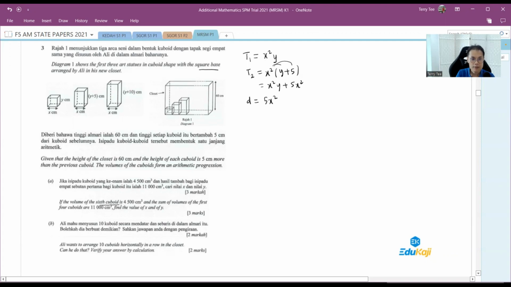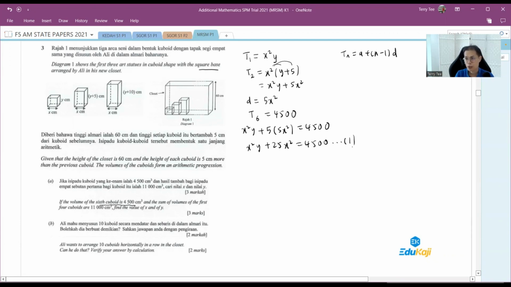The volume of the 6th cuboid. So we know T6 is now 4,500. Okay, so I'm going to use A. Remember, the formula for Tn, let me write over here, is a plus (n minus 1)d. So my a is x squared y. My n is 6, 6 minus 1 is 5. My d is 5x squared. The result is 4,500. Now let's simplify this further. This is x squared y plus 25x squared equals 4,500.